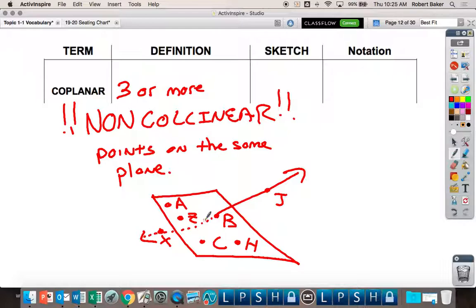But you see C, H, and G. Can I set this down? Here's C, here's H, here's G. What plane are they on? This one right here. Are they on this plane over here? No, only this one.